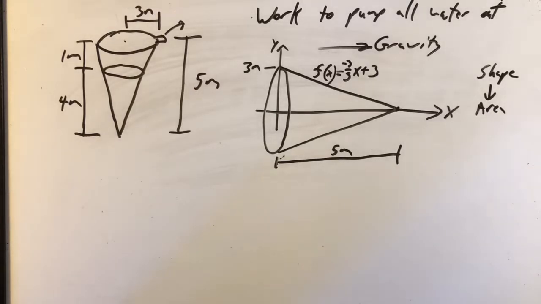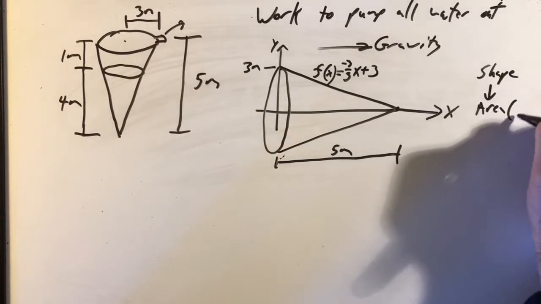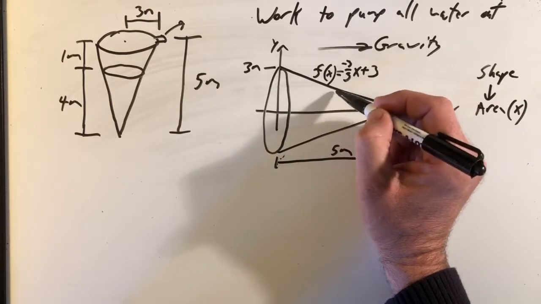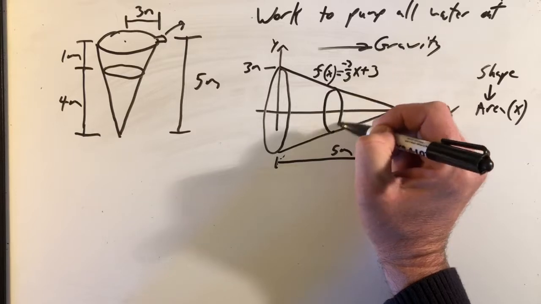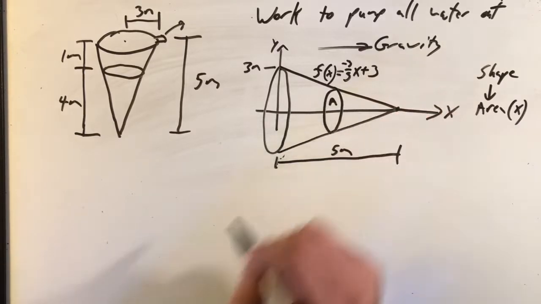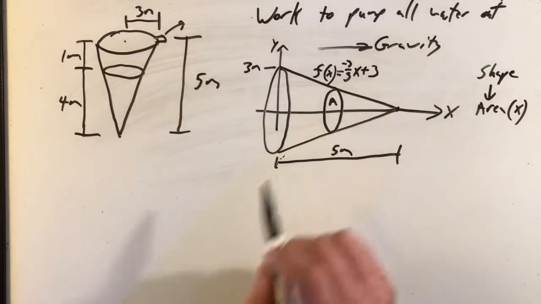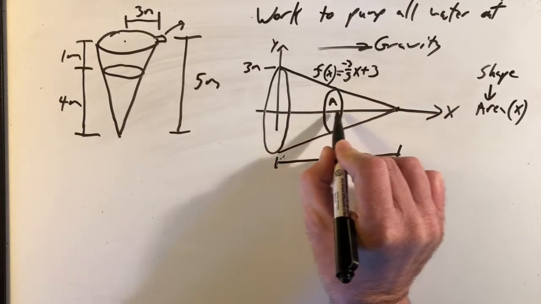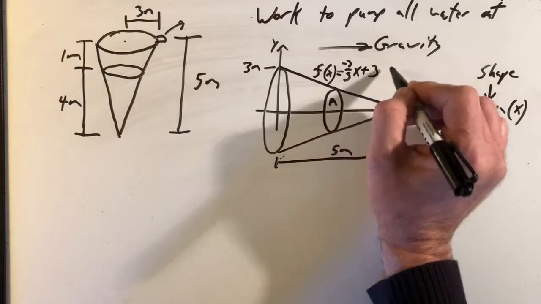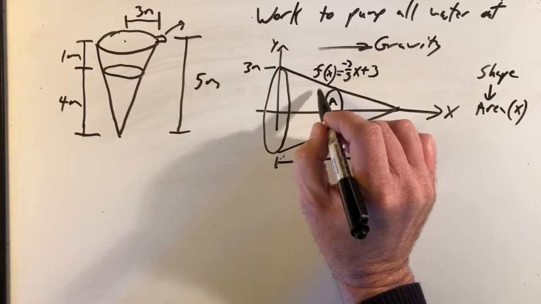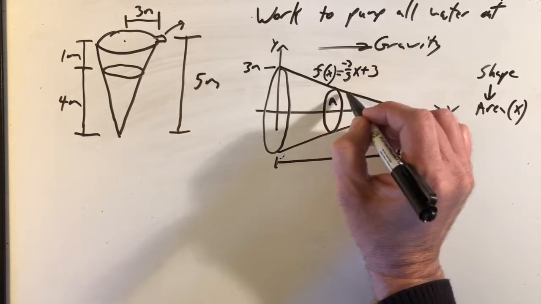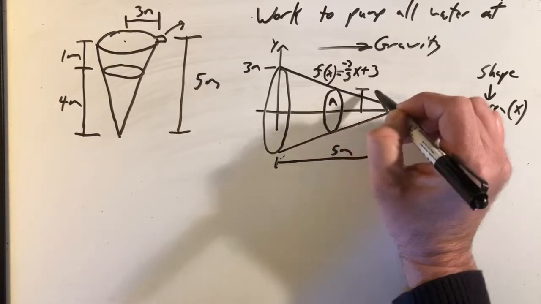So what is area? So we want area as a function of x. Well, the area we're talking about is this cross-section area right there. So if you look at it, wherever we are along the x-axis, due to this function, we know the height of that cylinder right there. So if we know the height, that's that radius right there.